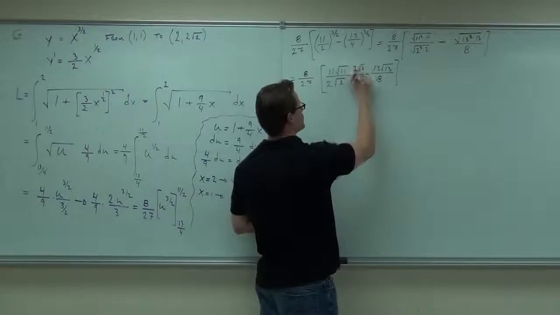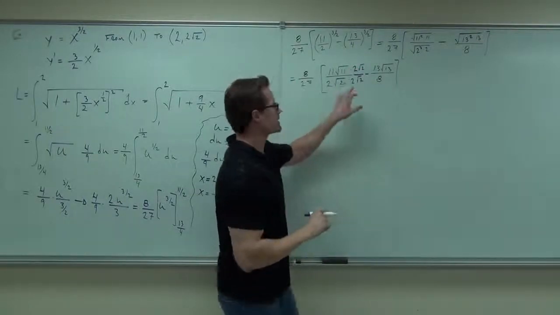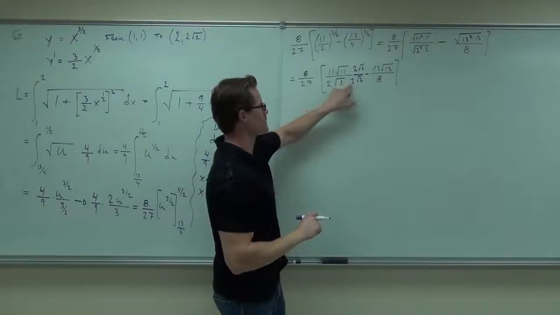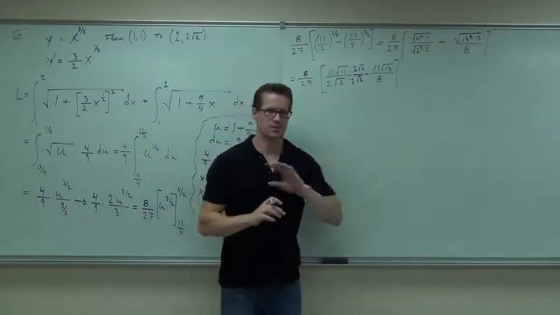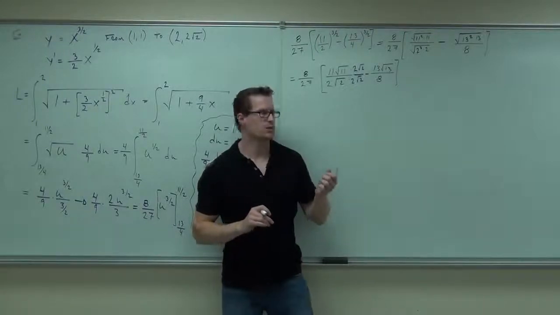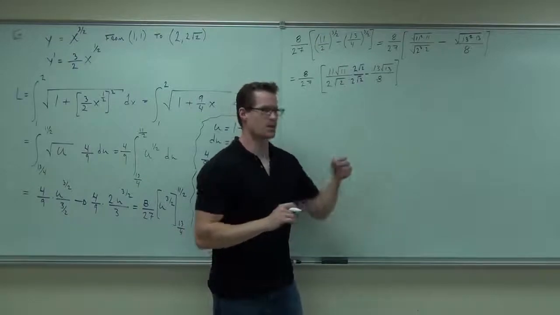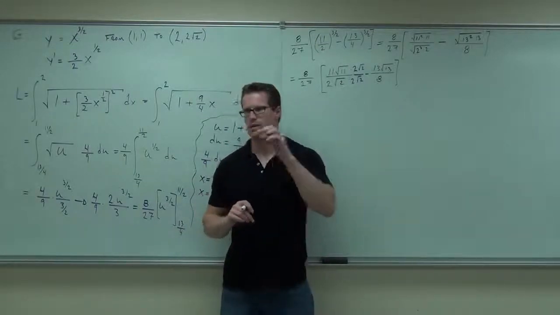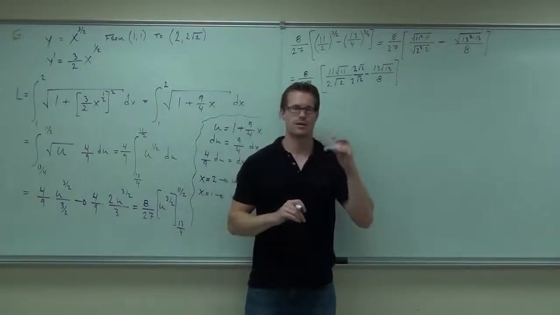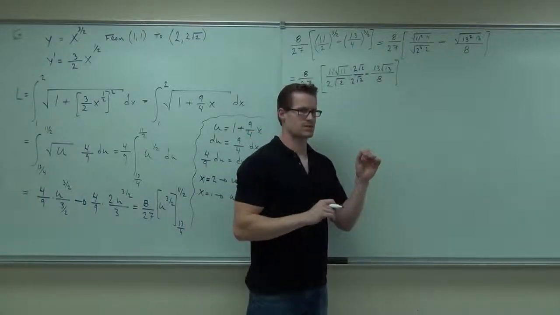For rationalizing, you don't need to worry about that 2, it's just the root 2. I'm also trying to get a common denominator of 8 though, so I'm going to have 2 times 2, which gives me 4, times 2, which gives me 8. So I'm doing 2 things at once right here. Getting the common denominator and rationalizing, okay?